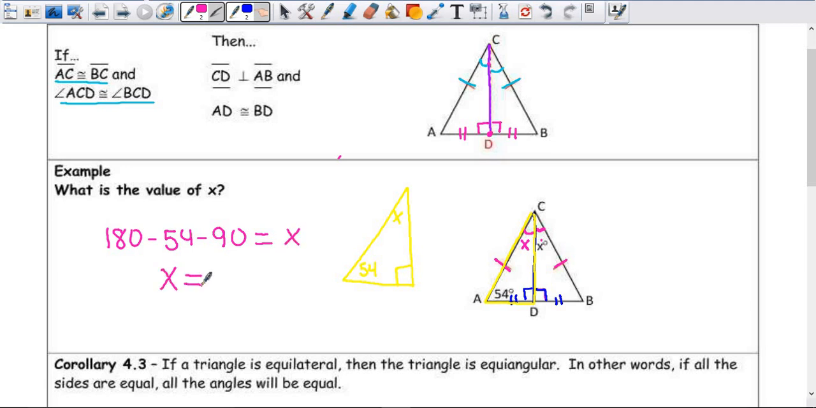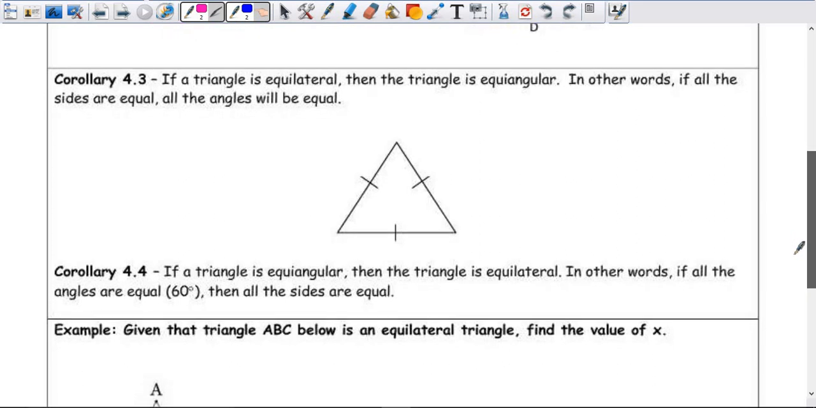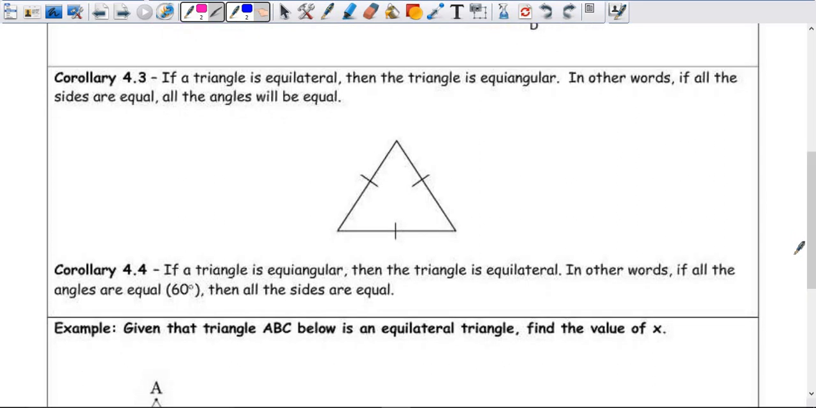So go ahead and solve that and see what you get for x. Alright, you should have gotten 36 degrees for the value of x. And double check, that was all that it was asking us to find, so we are done with the problem. Alright, so that's our isosceles triangles. Now we've got equilateral triangles.